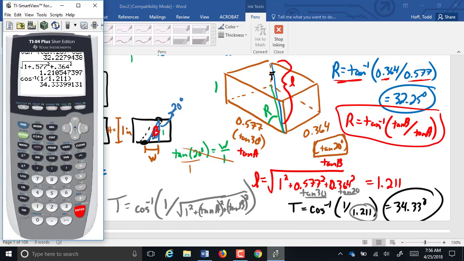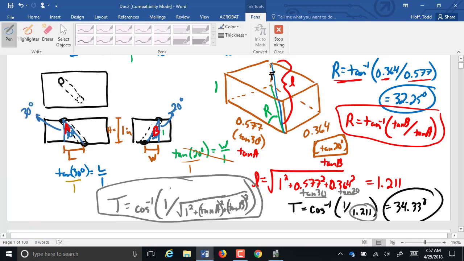Let me show you what I mean. So second cosine, inverse cosine, 1 divided by square root of, now 1 squared is just 1, so I'm just going to put in 1, plus tangent of A, which would be tangent of 30, close that parentheses and square it, plus tangent of B, which is tangent of 20, close that parentheses and square it. We get 34.32 degrees. Again, that's more precise because there's no rounding outside.